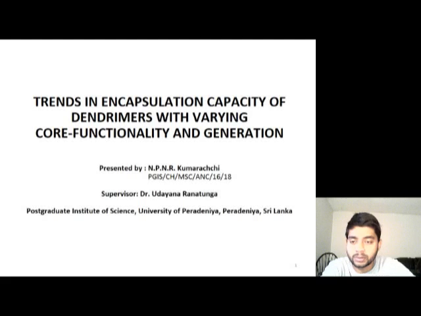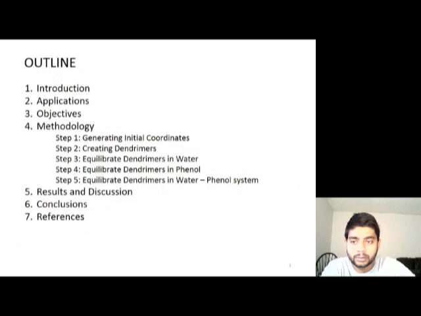Today, I will present my postgraduate research study on the topic trapping and encapsulation capacity of dendrimer with varying co-functionality and generation. This is my outline. I'm going through introduction, application, objective, and methodology. We have 5 steps in methodology, and result, conclusion, and references.